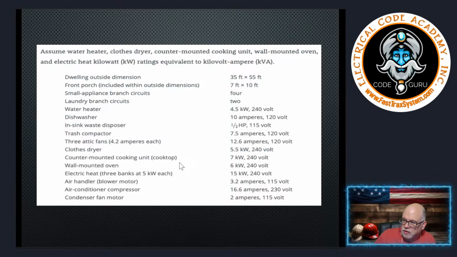Let's see what else. Let's get through these real quick. Counter-mounted cooking unit is 7 kW.